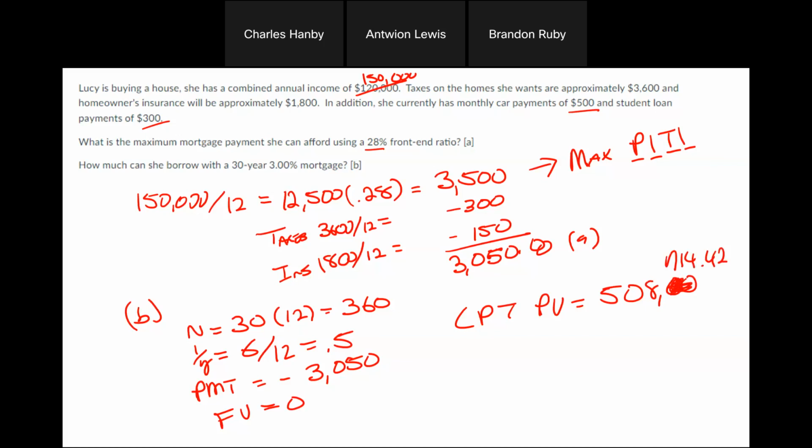So if we were to raise it to a normal level, that 508,000 is going to drop considerably.